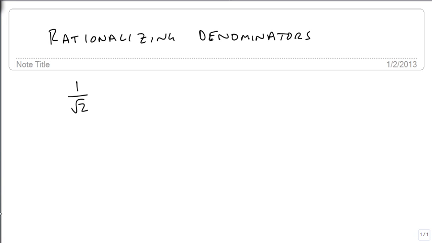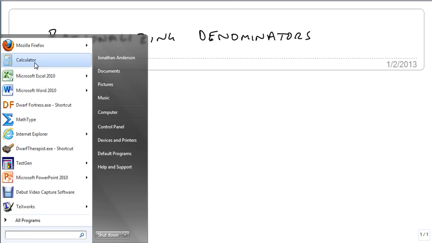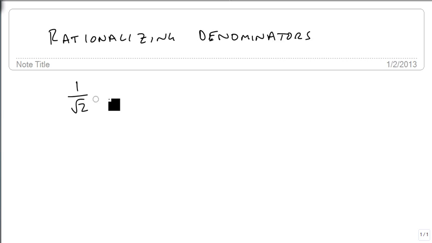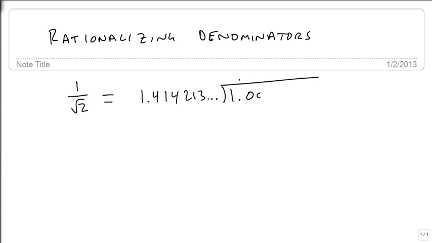And here's why. Let's get our calculator real quick. I'm going to take the square root of 2, and we get 1.414213565237309... and it keeps going. So if we were to write this as a long division problem, we divide 1.414213... into 1. So we put our decimal and we add our zeros.